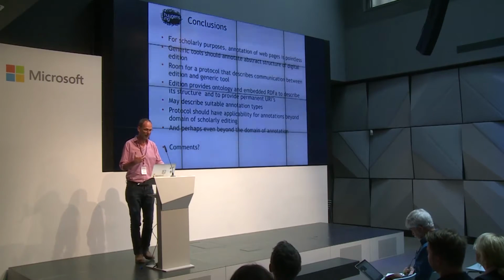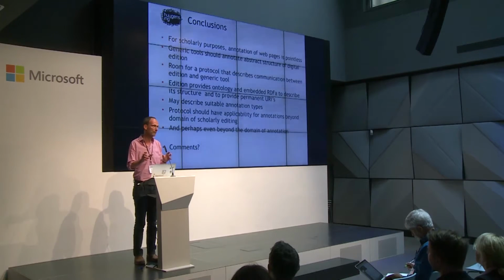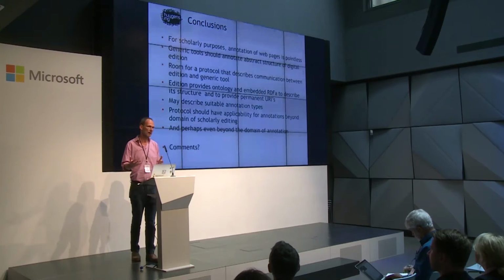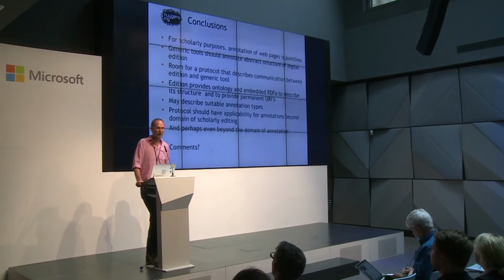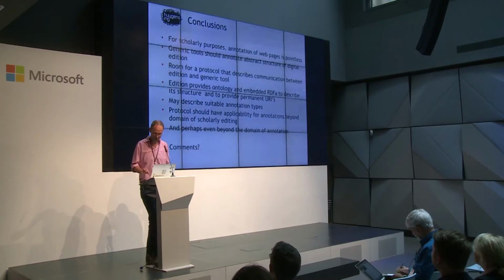For scholarly purposes, annotation of web pages is pointless. Well, that's a bit strong, but what you want to annotate is not the web page, but the underlying structure, which has a certain stability. Generic tools should do that, and if you want to do that, you need a protocol in order to facilitate communication. One way of doing that is to create this ontology and to embed RDF in the HTML. This way you can also describe the suitable annotation types. And I think while working on this, we realized this must be something that is really in common with very many other domains that need annotation. And perhaps it might be useful even beyond the domain of annotation. So, thank you.